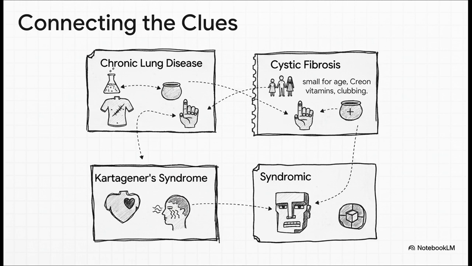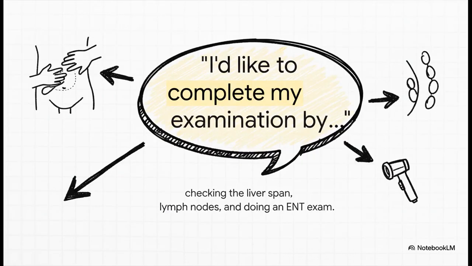If you found clubbing and that hidden lobectomy scar, you should be thinking about chronic suppurative lung disease. See a child who's small for their age with some Creon vitamins on the nightstand? Cystic fibrosis has to be at the top of your list. And if that apex beat was on the right side, you have to consider Kartagener syndrome. And here's a pro move to wrap things up. You always want to end with this golden phrase. I'd like to complete my examination by, and then mention things like checking the liver span or performing an ENT exam. It shows the examiner you're thinking about the bigger clinical picture, not just the chest in isolation.